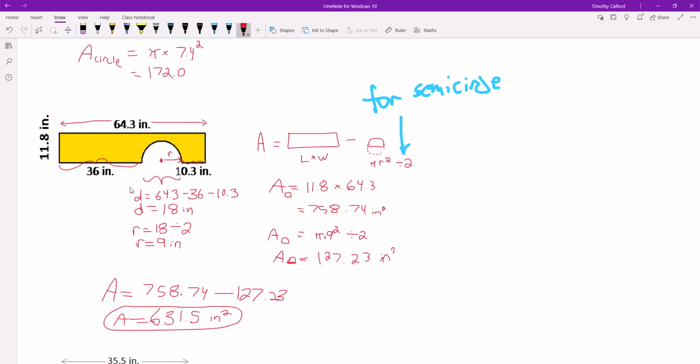So in this case, the trickiest part was actually getting the radius of that semicircle, because you had to take the whole way across, subtract the lengths you knew, which left you with the width across the circle, which you divided by 2 to get the radius.